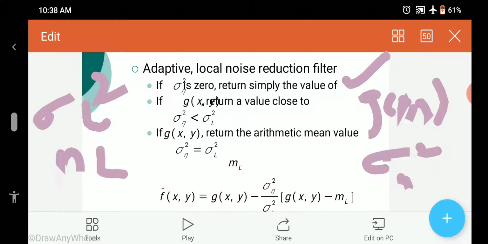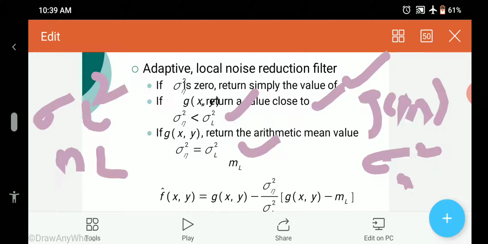If the local variance is high relative to sigma n square, meaning the local variance is greater than the noise variance, then a high local variance is typically associated with edges, and these should be preserved. If the two variances, sigma n square and sigma L square, are equal, the filter returns the arithmetic mean value of the pixels in S xy. This condition occurs when the local area has the same properties as the overall image, and local noise is to be reduced simply by averaging.